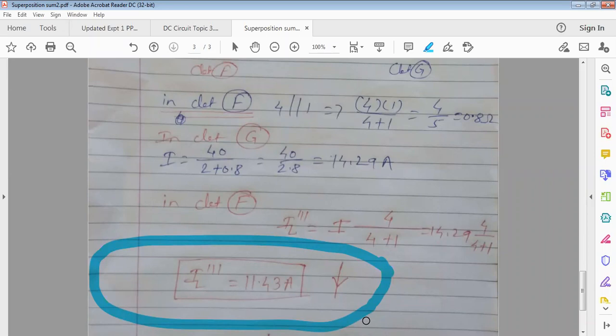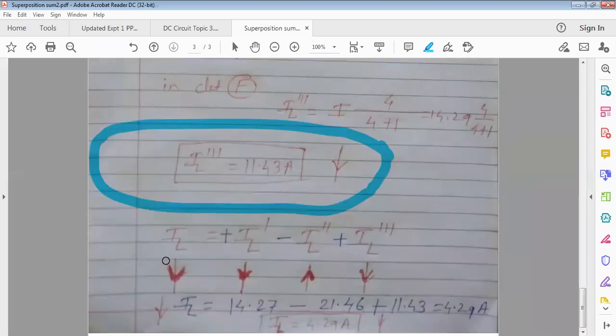IL double dash with the second source, IL triple dash with the third source. Isn't it? If 2 sources are there, IL dash and IL double dash. If 3 are there, IL triple dash also. Isn't it? Then what does this theorem state?